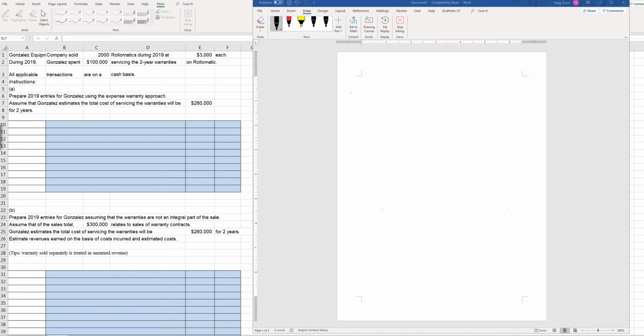So first, we can record the sales journal entry. The sales journal entry is very straightforward, right? Assuming we collect the cash, we debit cash, that's 2,000 units multiplied by the $3,000 for each unit. So we're going to get $6 million cash, and that is sales revenue. And next, we're going to record the $100,000 cash spending. Okay, obviously this is a warranty expense.